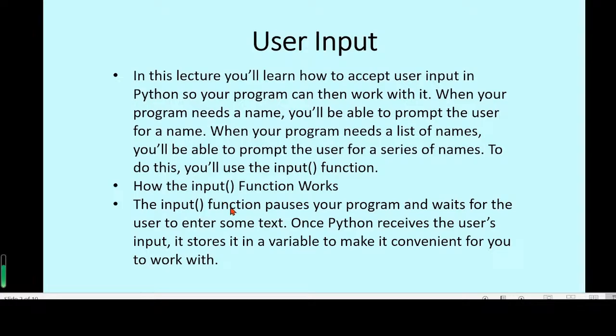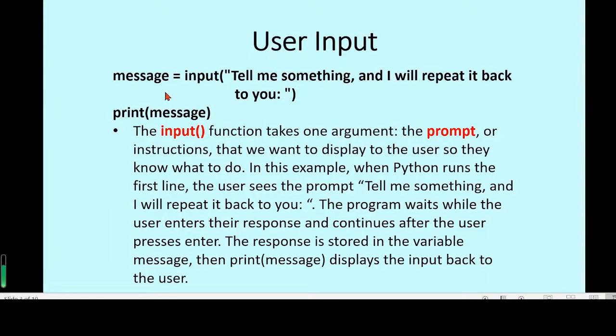How does the input function work? The input function pauses your program and waits for the user to enter some text. Once Python receives the user's input, it will store it in a variable to make it convenient for you to work with. For example, we can use the input function, and this is a prompt to the user. The user will see this prompt: tell me something and I will repeat it back to you. Then, after the user has input some text, it will be stored in the message variable. Next, we can print out this message.